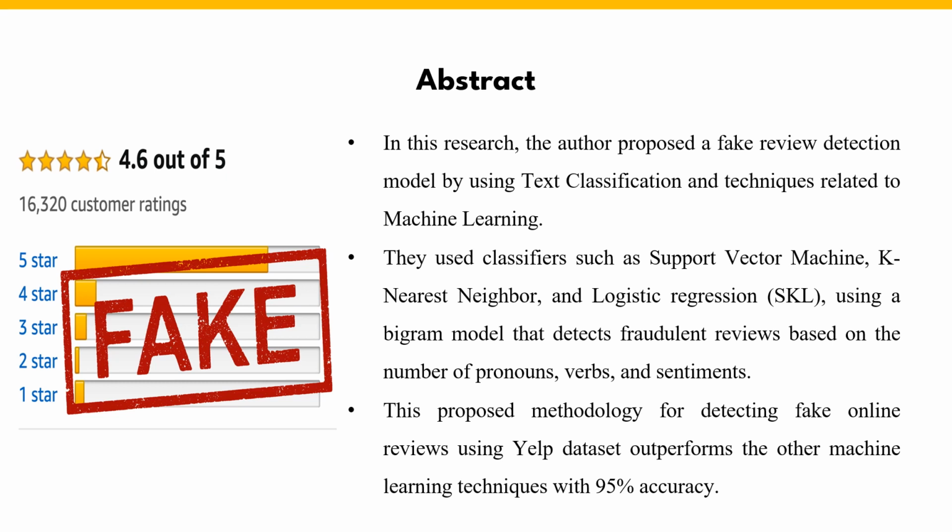In this research, the authors proposed a fake review detection model using text classification techniques related to machine learning. They use different classifiers such as support vector machine, k-nearest neighbor, and logistic regression, called SKL, using a bigram model that detects fraudulent reviews based on the number of pronouns, verbs, and sentiments. This proposed methodology for detecting fake online reviews using the Yelp dataset outperforms the other machine learning methods with 95% accuracy.